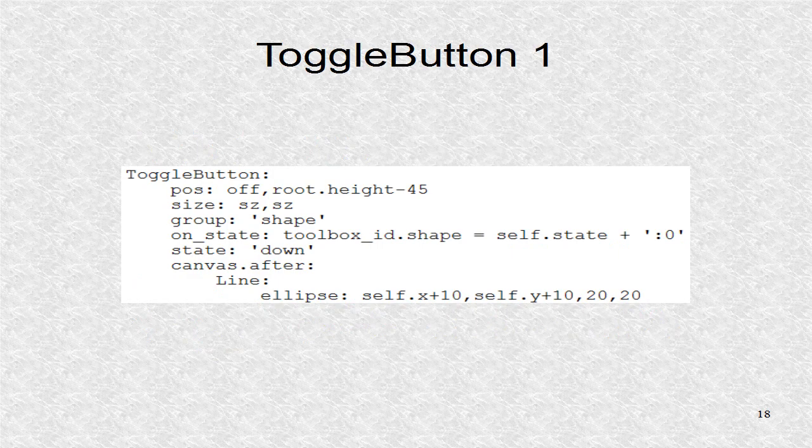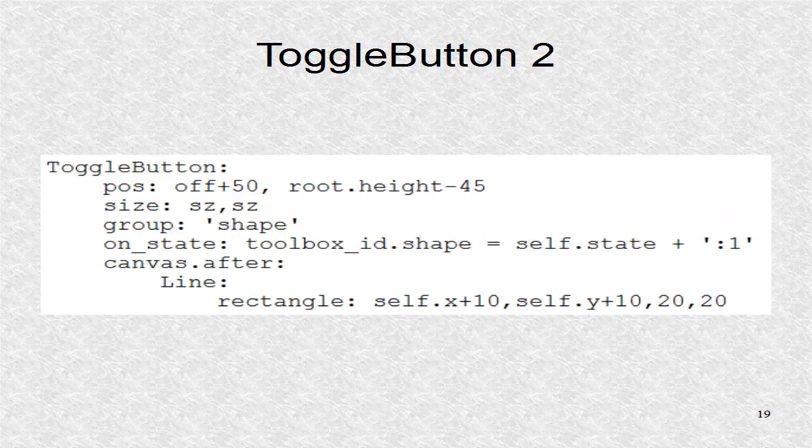18. The first toggle button is drawn. It is the ellipse shape. Here, we can see how the shape string is created. The on state is called whenever the state changes. The state is a string. It can be normal or down. We add a string :0 to it. Thus, the two possible values are normal 0 or down 0. We also set the initial state as down. There are canvas after instructions to draw over the toggle button.